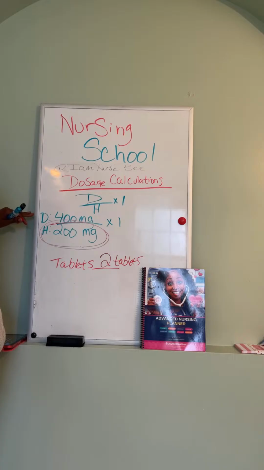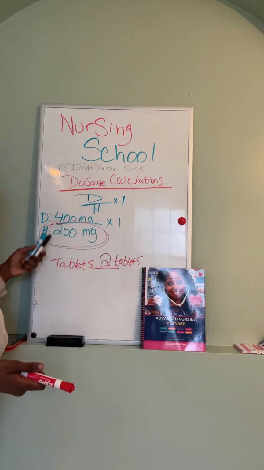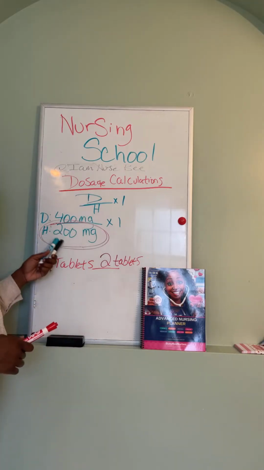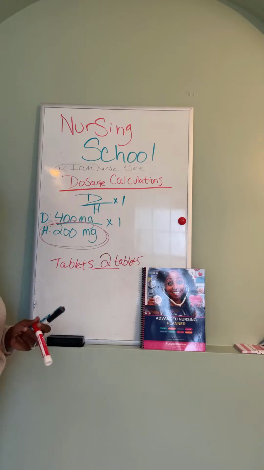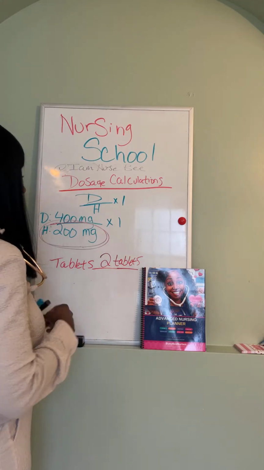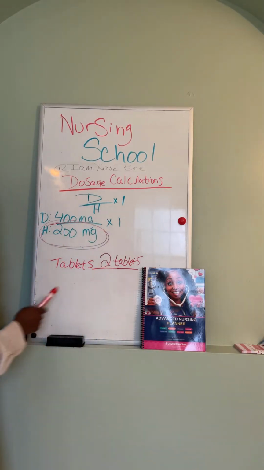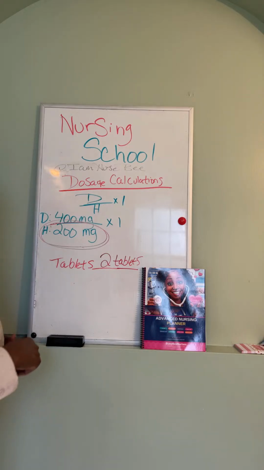400 milligrams, you only have 200. So to make this make sense, the patient needs another tablet, which will total out to 400. So you would give the patient 2 tablets, okay? So you're dividing it, timesing it by 1, and then you're getting your answer, okay?